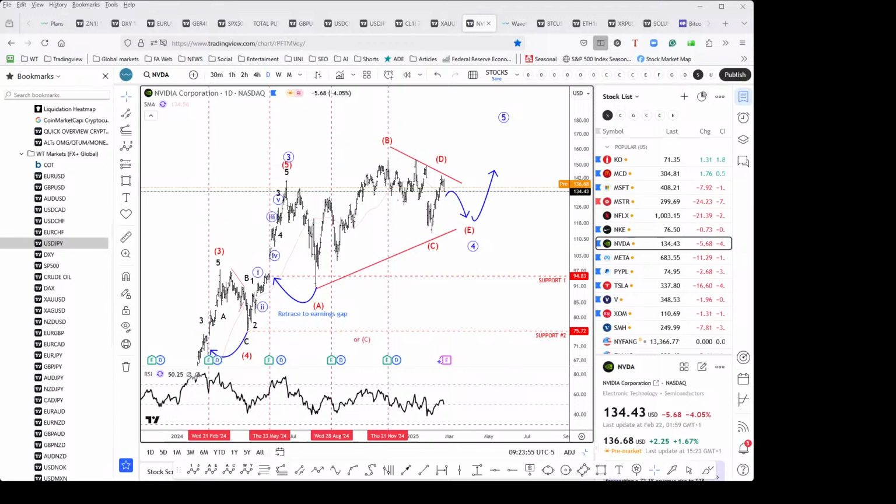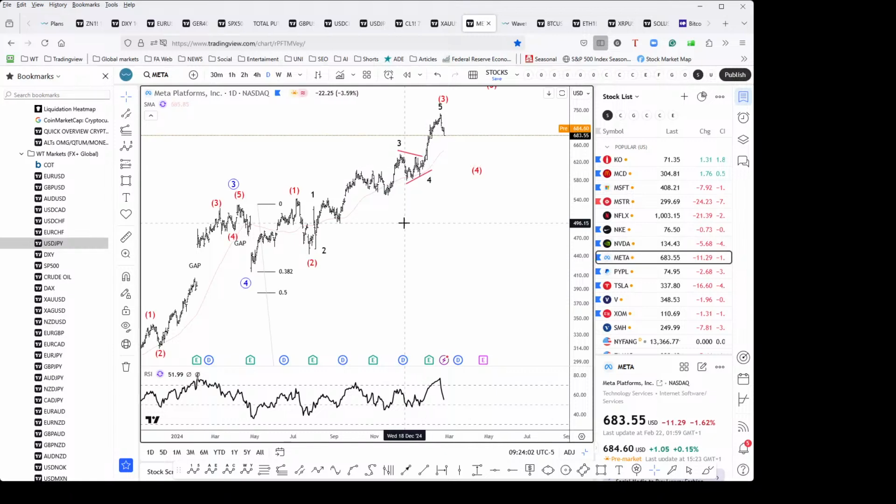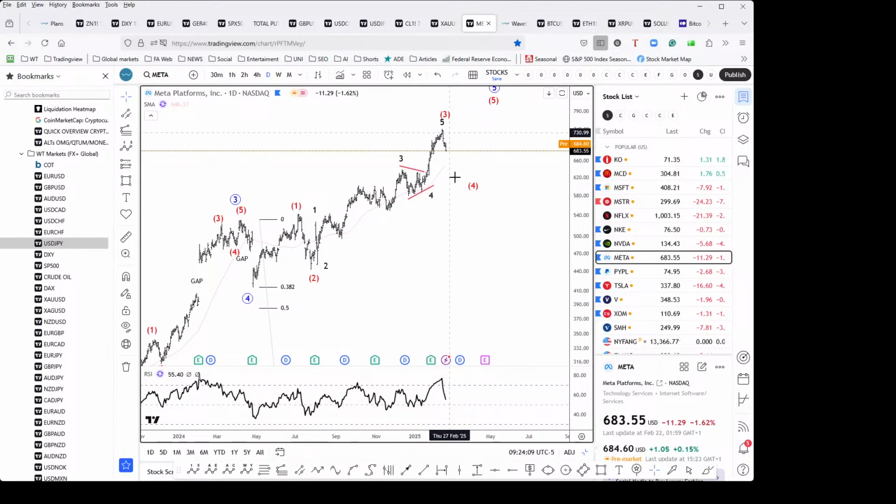Let me just check some other stocks here on my list. If we take a look at Meta, this one also looks like it could be stepping into the wave 4 correction. Still, it's a bullish trend, but just another pause within this uptrend. Maybe something similar could show up like we have seen here through July of 2024. Maybe something similar could be here as well. So even if we see 640, 620 area, that would still be good enough for this wave 4 to unfold.